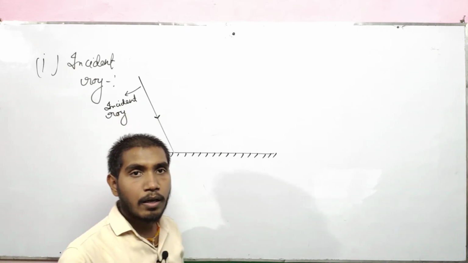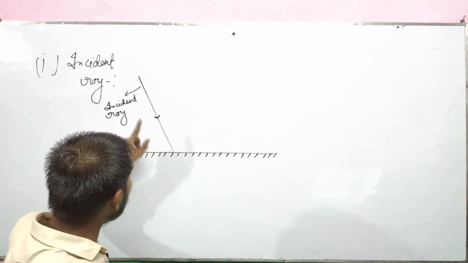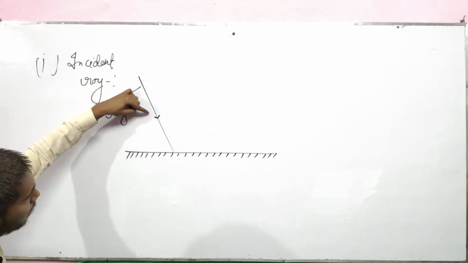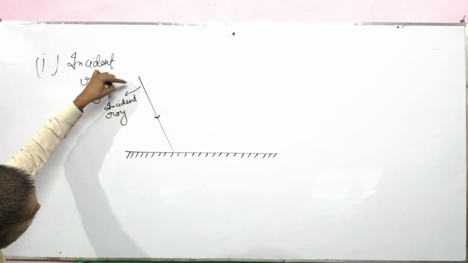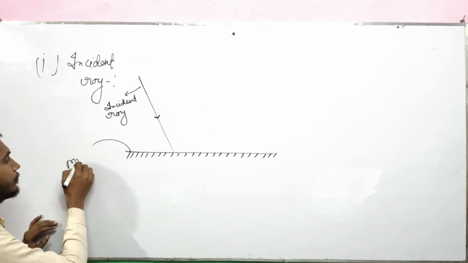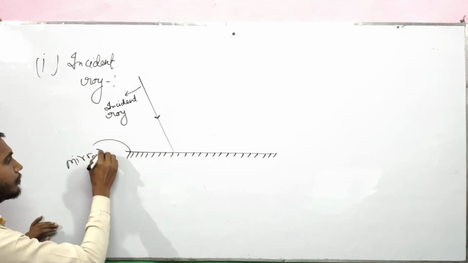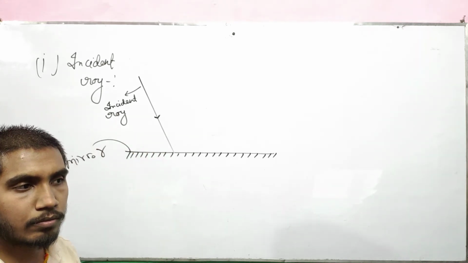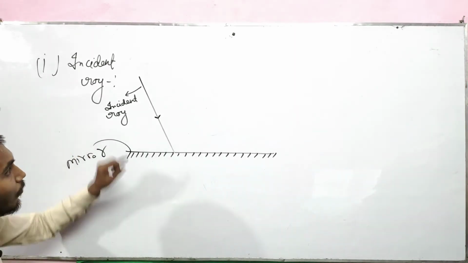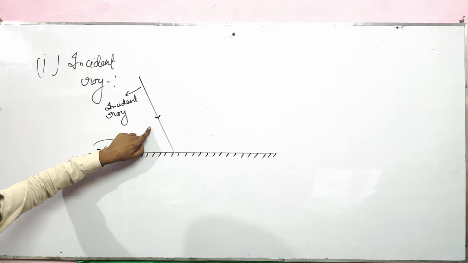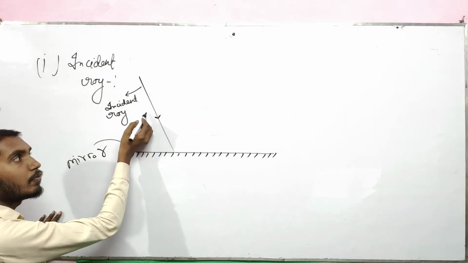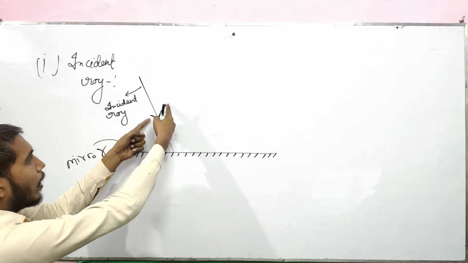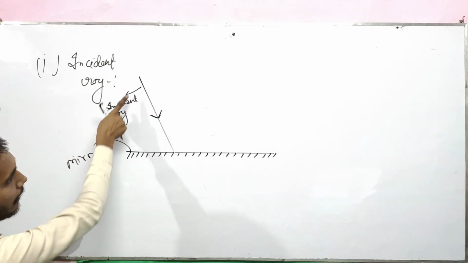Okay. Actually, the incident ray is always shown by an arrow, with the arrowhead pointing towards the mirror always.